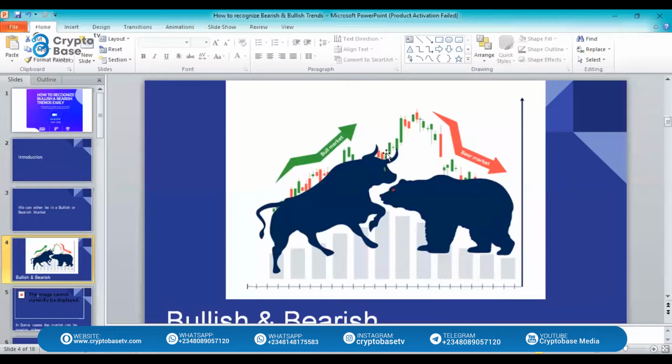So now this is what a bullish market looks like. This is what a bearish market looks like. And then what we are talking about is how to recognize these trends before they happen. That's what we're talking about: how to recognize these trends before they happen.